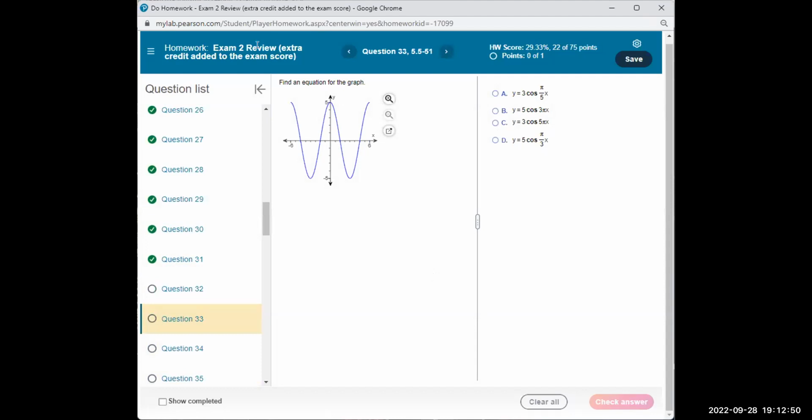And here again, we have that cosine vase shape there. The amplitude is 5, and it looks like the period is 6, which means we took 2 pi and divided it by pi over 3, or the pi over 3 right here. So there is the correct choice.